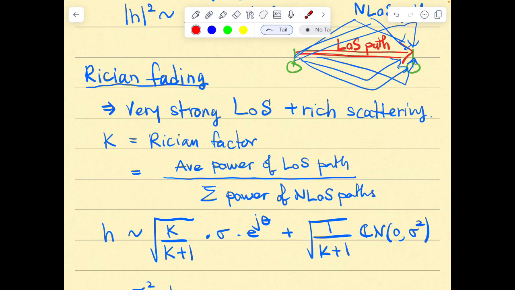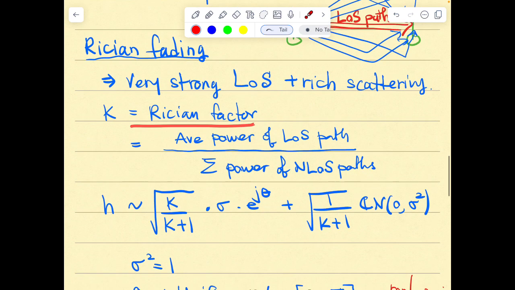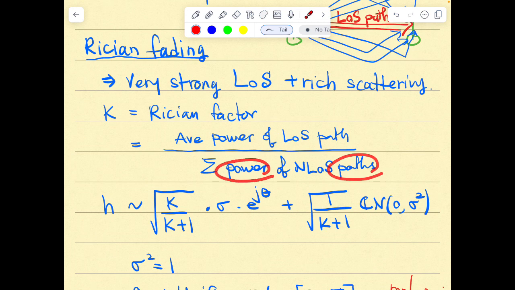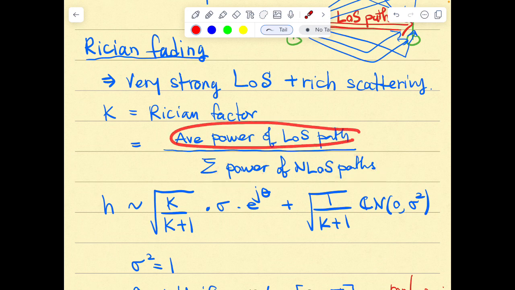In terms of Rician fading, there's this factor K, the Rician factor. This is going to indicate how strong the line of sight path is. So what is K? This number reflects the ratio between the average power of the line of sight path divided by the sum of the power of the non-line of sight paths. So this is all the other paths; we sum all the power, and the numerator is just the average power of the line of sight path. So if this K is large, that means the line of sight path has a very strong power compared to all the other paths.